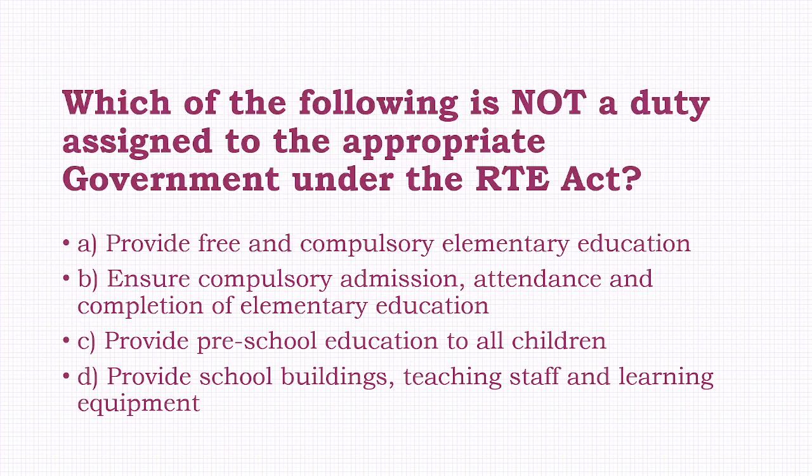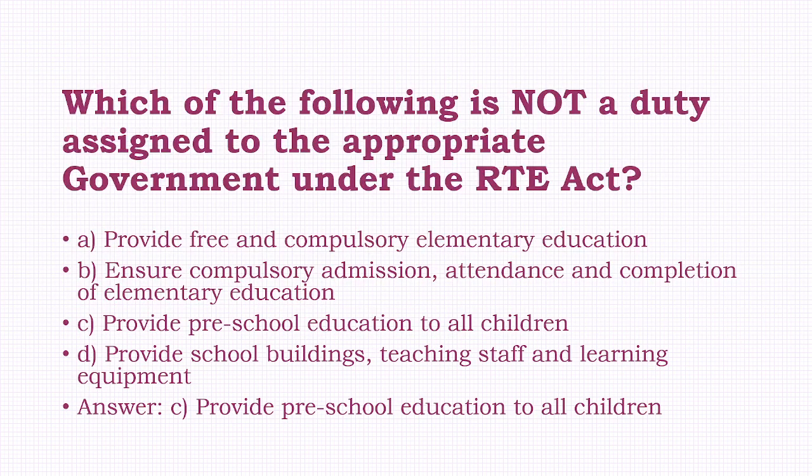Which of the following is not a duty assigned to the appropriate government under the RTE Act? Option: provide free and compulsory elementary education, ensure compulsory admission, attendance and completion of elementary education, provide preschool education to all children, provide school building, teaching staff and learning equipment. Answer of this question is option C, that is provide preschool education to all children.